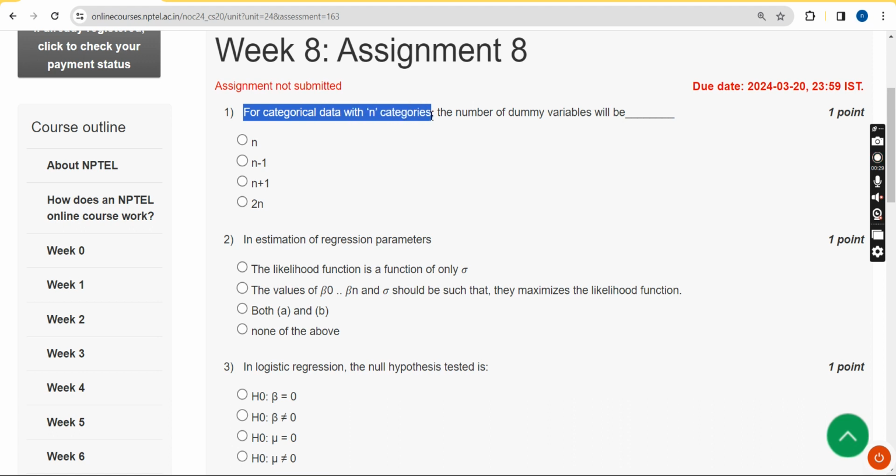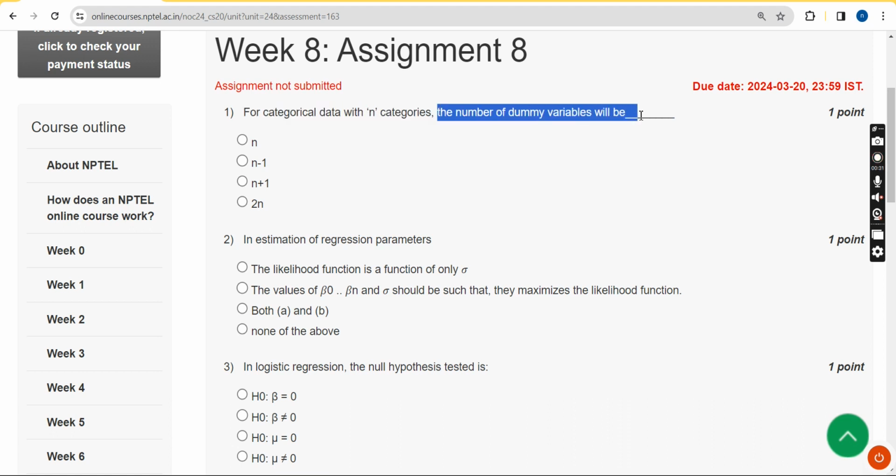Let's see the first question. For categorical data with n categories, the number of dummy variables will be what? With n categories, what is the number of dummy variables? So for the first question, it is the second option, guys, that is n minus 1.